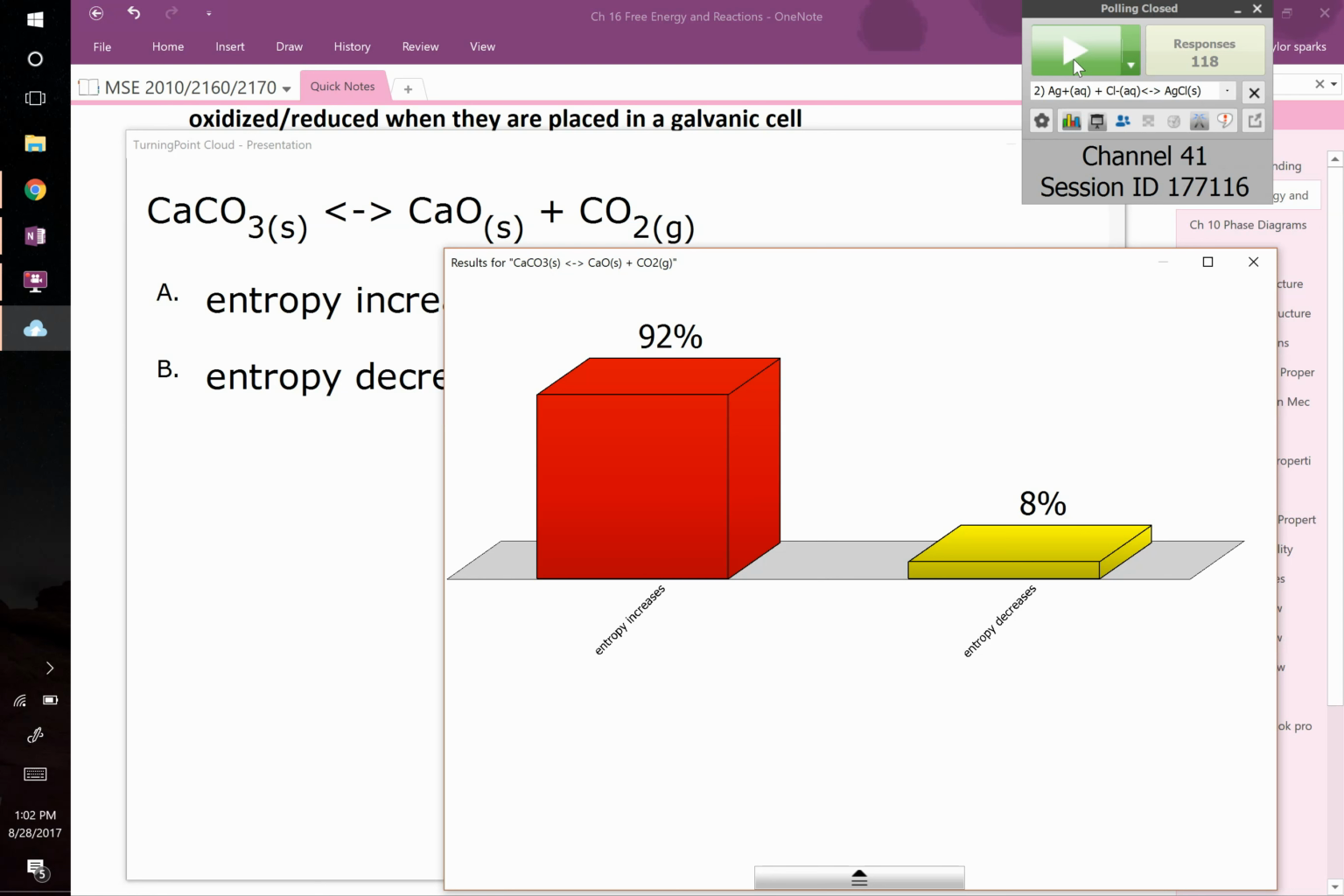But the key word is that it went also from solids to a gas. Gases, we know, have lots more degrees of freedom. So definitely entropy is going to increase. Let's go to our next one.